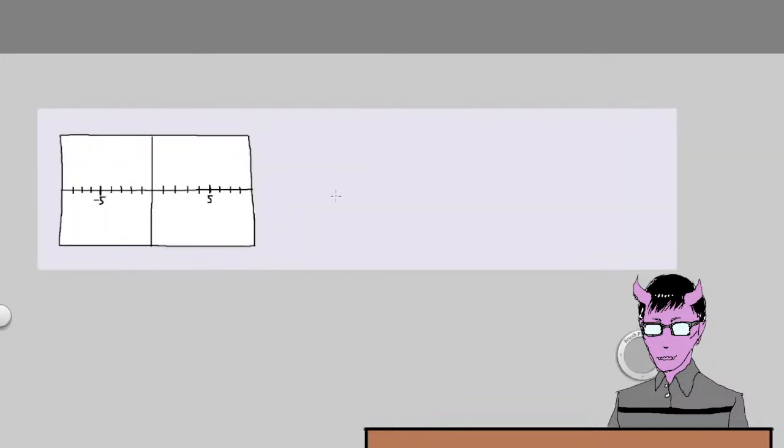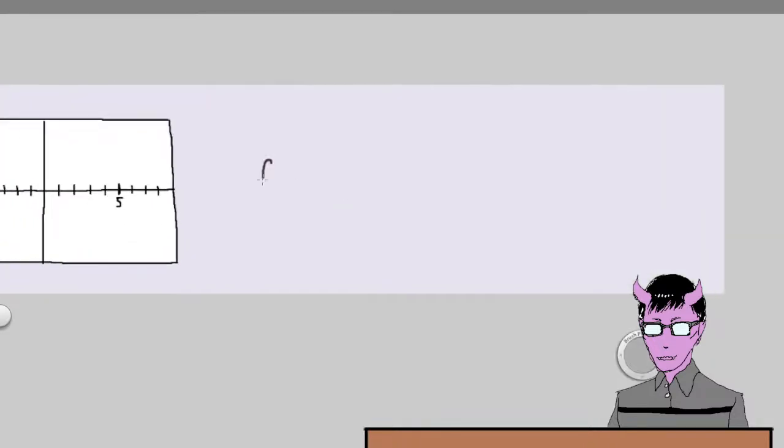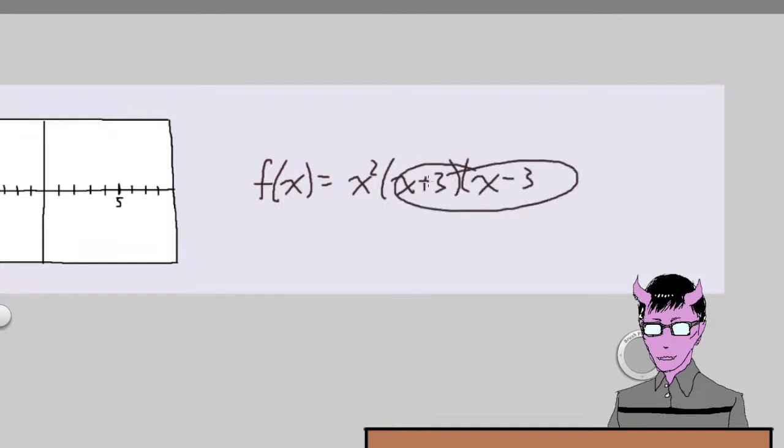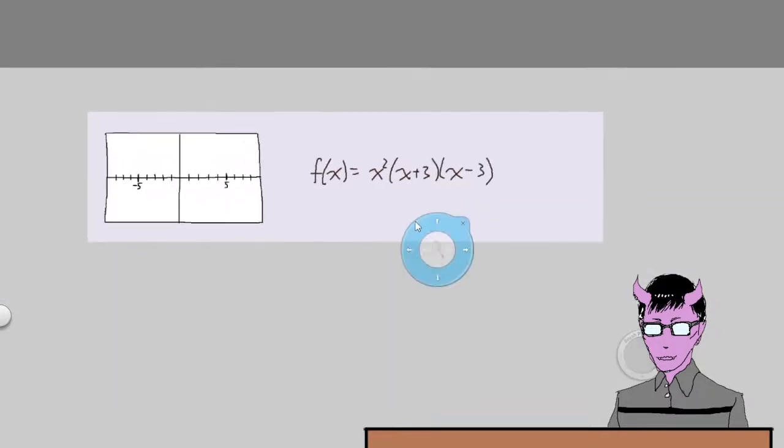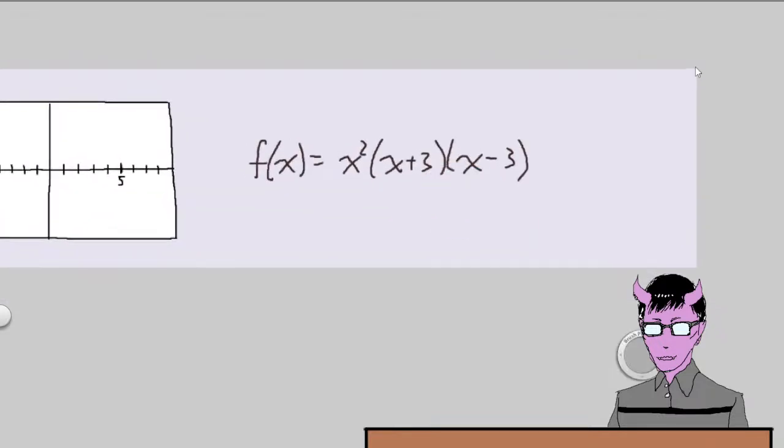Alright, but what if we have something a little different, but mostly the same thing? What if we have x to the power 2 here, for example, and then we still have x minus 3 and then x plus 3? I keep saying it backwards. I keep saying x minus 3, but I write x plus 3. I think because this one gets a negative. Alright, so suppose we have something like this. What's going to be the situation?